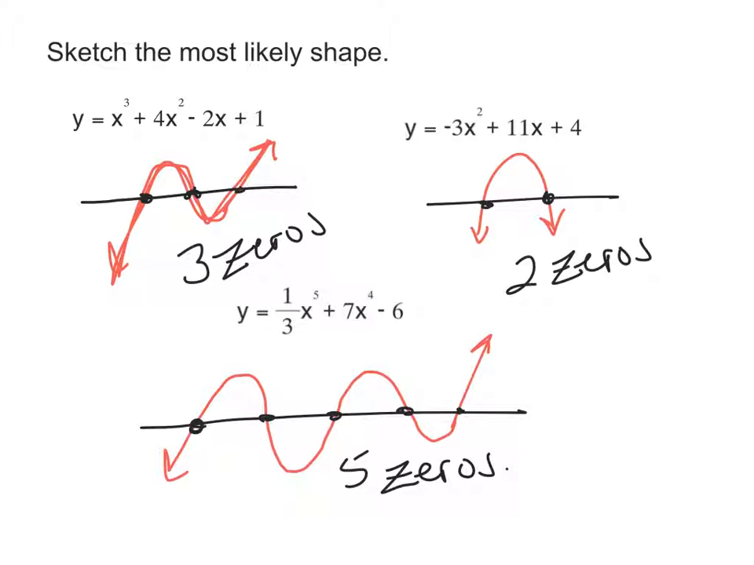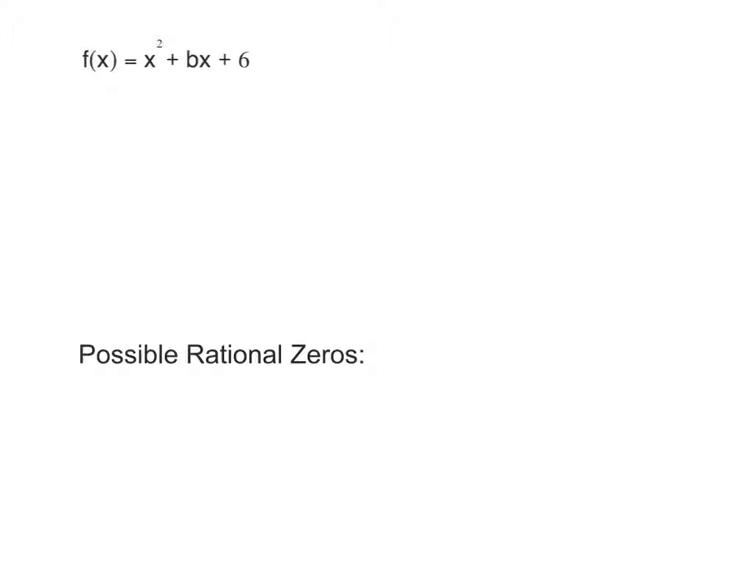What's important about that is that there's a theorem that says that for any polynomial, the number of zeros it has is equal to the degree of the polynomial. So since a parabola is a 2nd degree polynomial, you have 2 zeros. 5th degree, 5 zeros. So let's think about a 2nd degree polynomial. f of x equals x squared plus bx plus 6. If we were going to find its zeros, we would factor it, right, if we could.